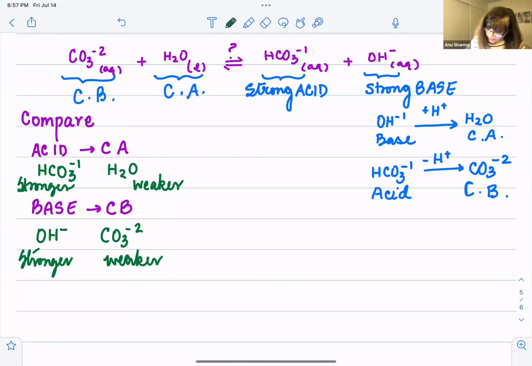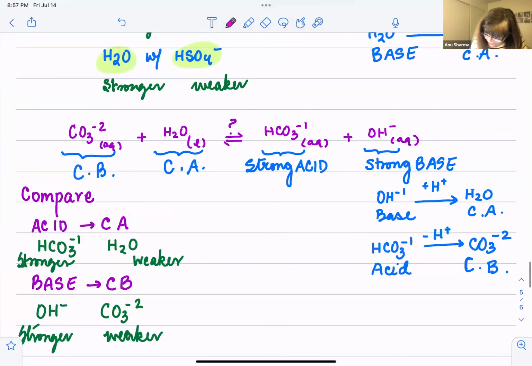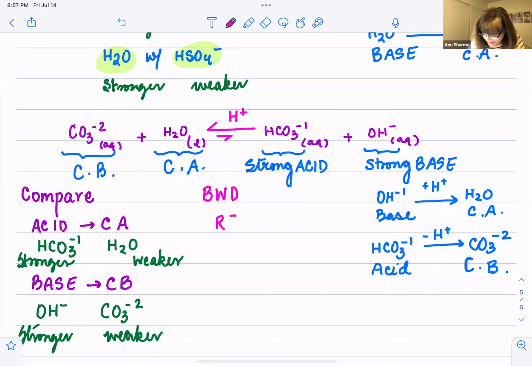Okay, so where is the direction now? If you look at it, this side is the stronger side. So it is going to move backward, from the strong to the weak side. The protons are going to be transferred, so it is going to move backward, and the reactants are going to be mostly in this reaction. More reactants: the concentration of reactants is more than the concentration of the products.